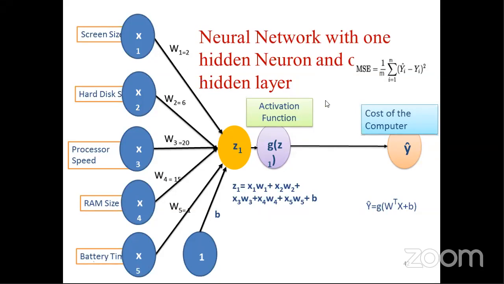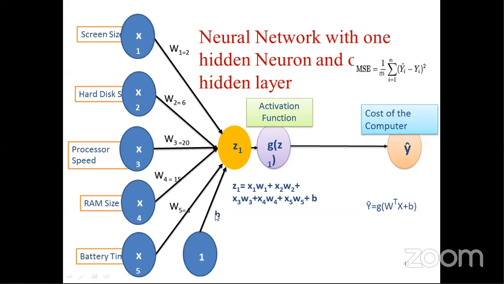The weight 2 you are giving, the tolerance factor I said, you are giving 2. Then hard disk you are giving a weight of 6. Then processor speed you are giving a weight of 20. Then the RAM size you are giving a weight of 15. Then battery timings, that means W5, you are giving 1.